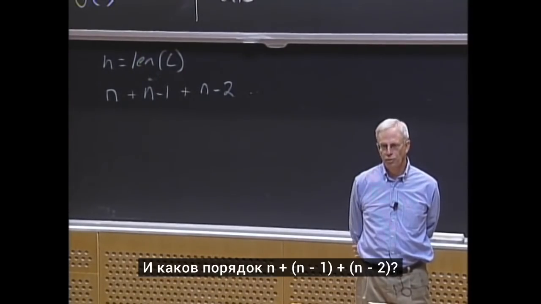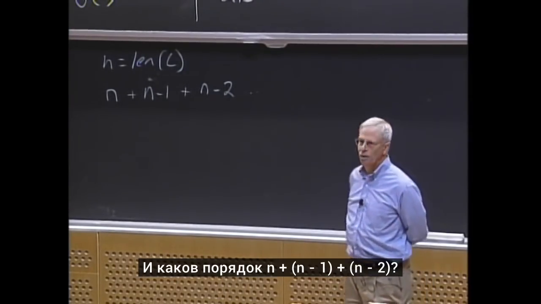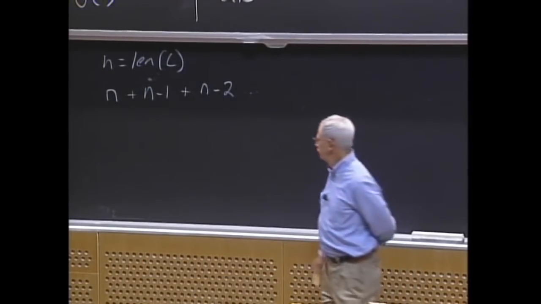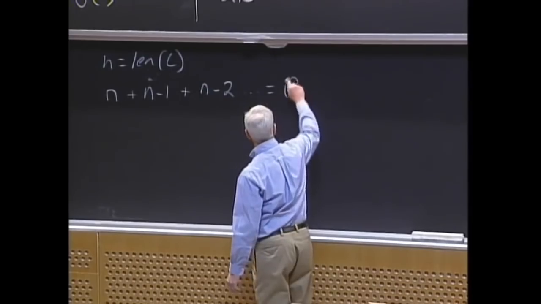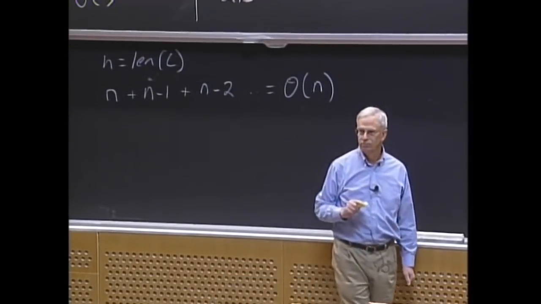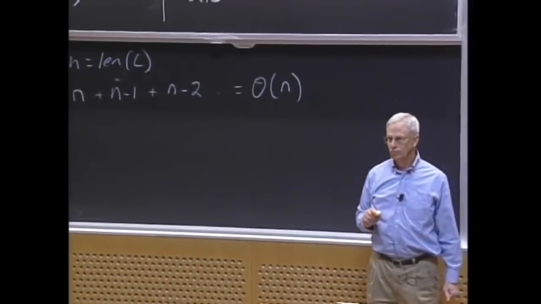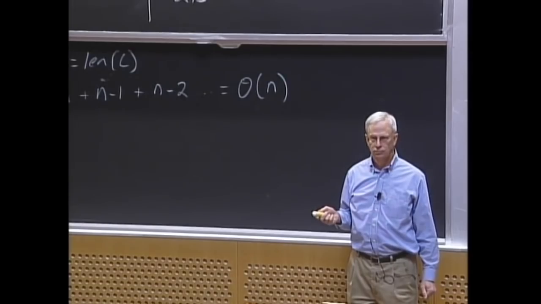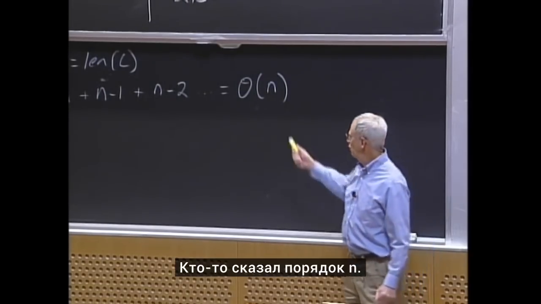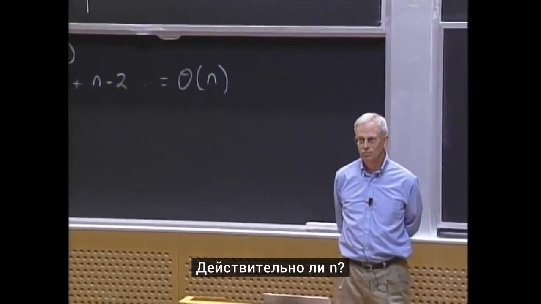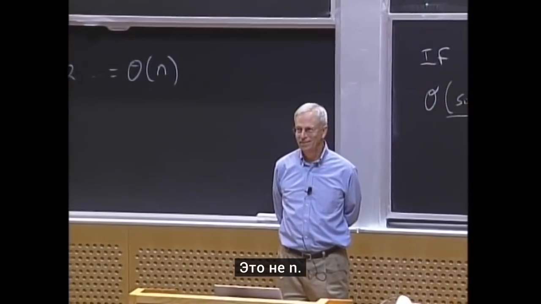So that's how many operations I'm doing. And what is the order of n plus n minus 1 plus n minus 2? Exactly. Order n. So selection sort is order n. Is that right? Somebody said order n. Do you believe it's n? Is this really n? It's not n. What is it?